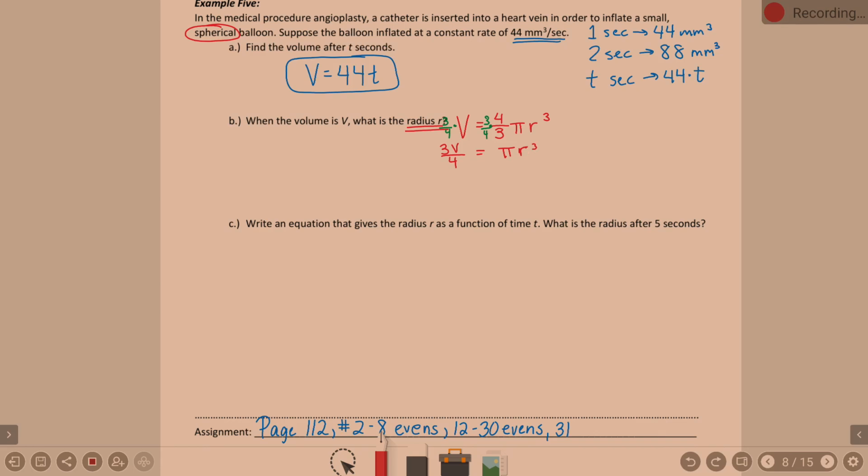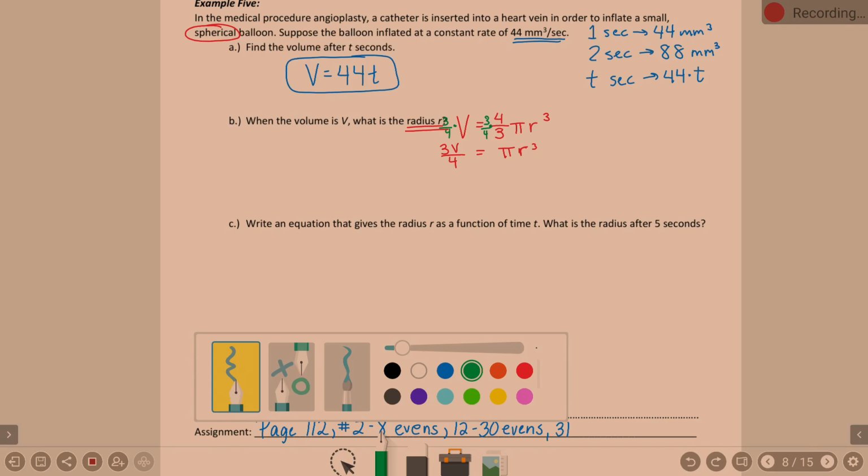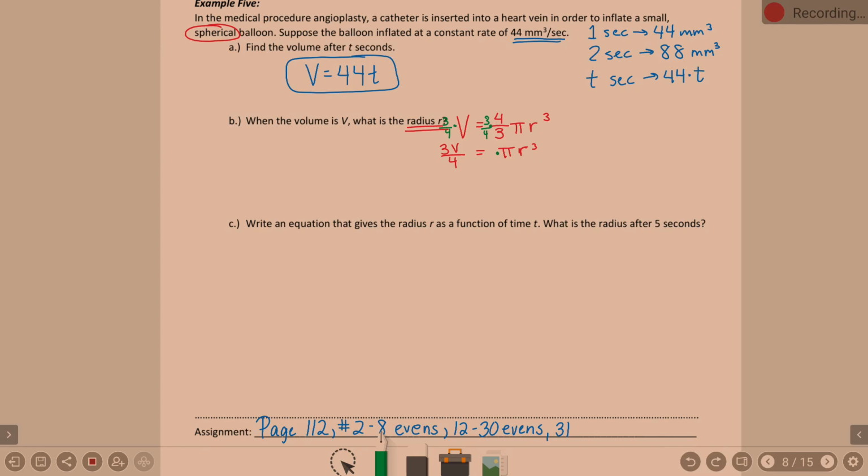Divide by pi. Dividing by pi over 1 is multiplying by 1 over pi. I'm just doing that because I already have a fraction on the left, and I'm trying to make it not get too messy.